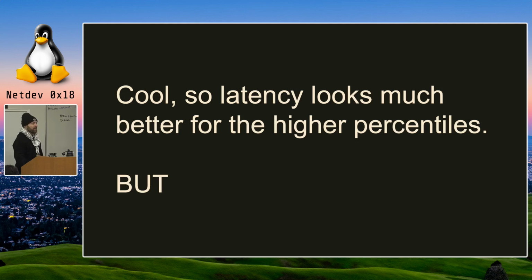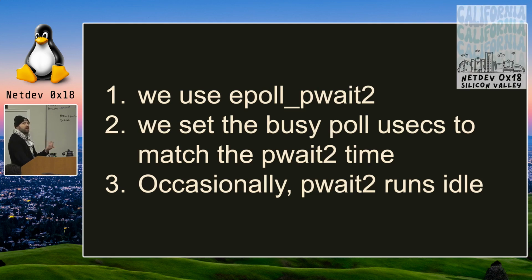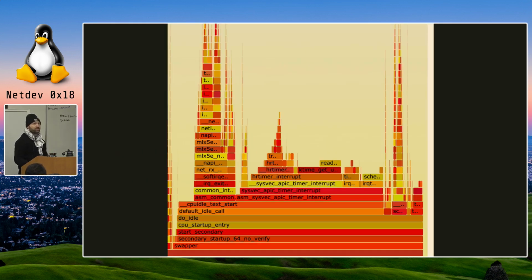But, and this is where a caveat comes in, in H2O, which is our web server, we use epoll_pwait2, and I'm setting the busy poll usecs to match roughly the pwait2 time. But occasionally, if busy poll comes up empty, pwait2 will run idle. Epoll actually has code that will deschedule itself if you're passing in a timeout. And perf measurements and flame graphs suggest that device IRQs still arrive, which kick off NAPI and induce latency. This will be a little bit easier to understand when I show you the picture in the next graph.